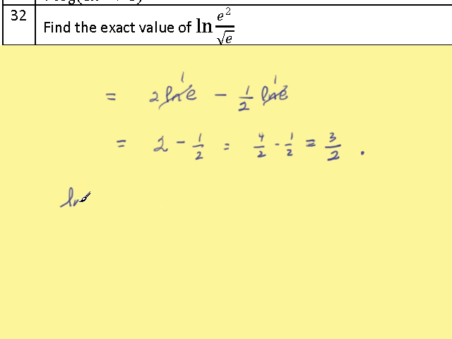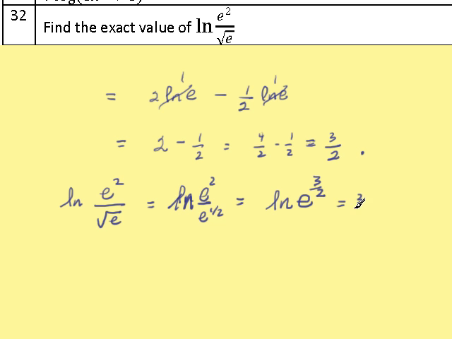Let me mention another way that we could have done this. Let me rewrite this. Ln of e squared over the square root of e. That's equal to ln of e squared over e to the 1/2. And now we can just subtract exponents. 2 minus 1/2 is 3/2. So we have ln e to the 3/2. Remember again, logs and e are exponents, so this is 3/2.